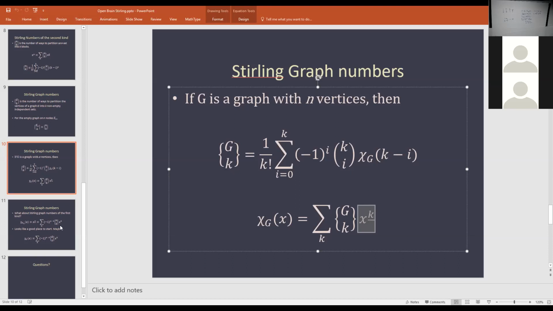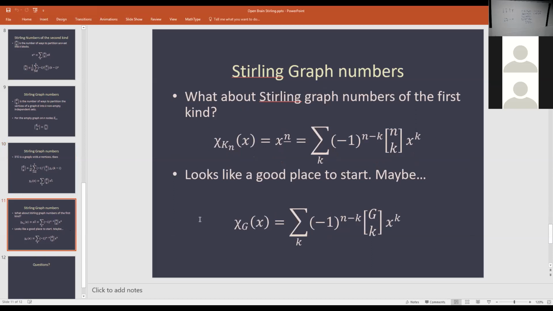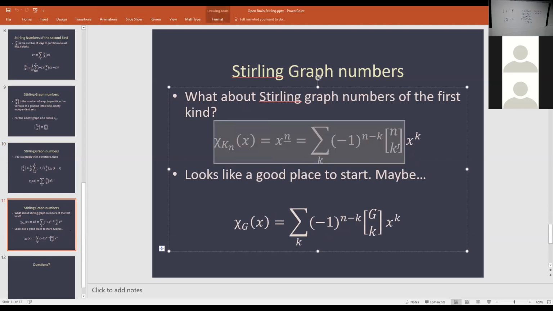But I have not found them anywhere, and I've played around with a number of definitions. This is the current definition that I'm playing around with. Since we know that this statement is true, that the chromatic polynomial of Kn is x to the n falling, this is another one of those many, maybe it's the one I gave you earlier, of binomial formula-like identities for the Stirling cycle numbers.